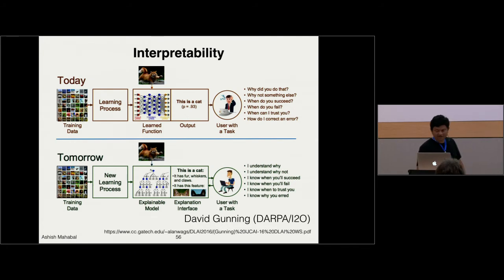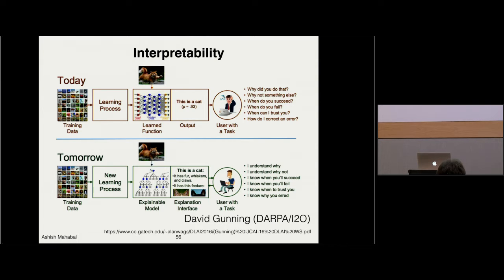And so what we have here is, if you have got this network, when the network calls it a cat with a probability of 93%, why did you do that? Why not something else? When do you succeed? When do you fail? When can I trust you? How do I correct an error? All the questions that one can ask.